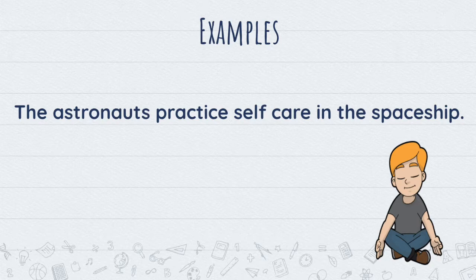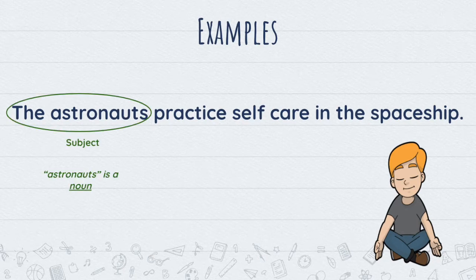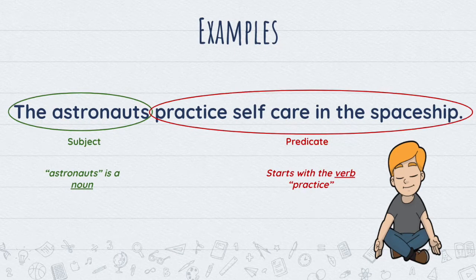The astronauts practice self-care in the spaceship. Who is this sentence about? What is the subject? Do you see any nouns? Great. The noun that we see right there is the word astronaut. The word astronaut is a noun. It represents a person that usually goes out of space. What is the sentence telling us about the astronauts? The predicate is practice self-care in the spaceship, because that is the information I'm learning about the astronauts, and also because it starts with a verb. It starts with the verb to practice, which is an action word.